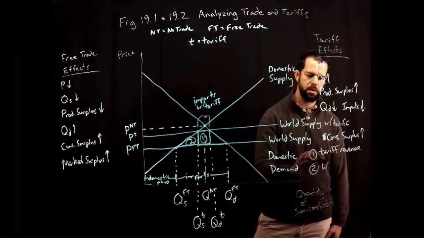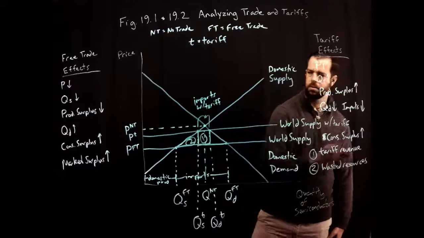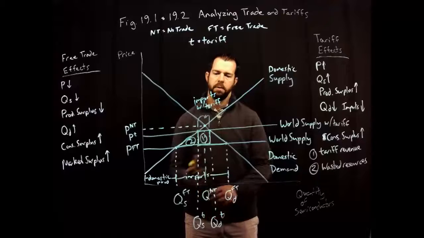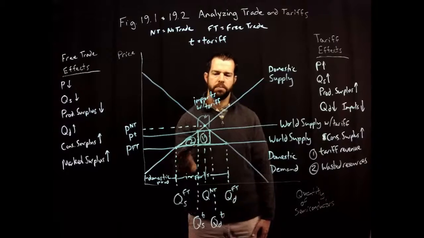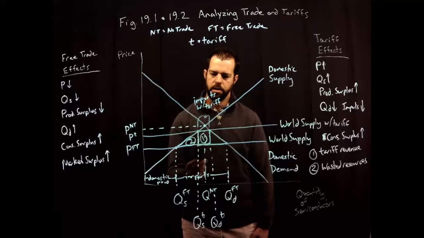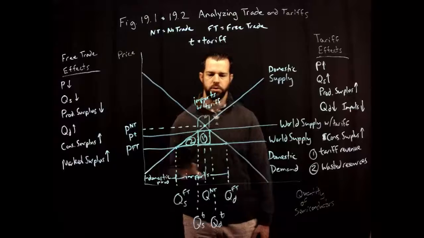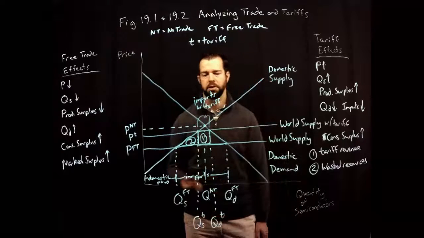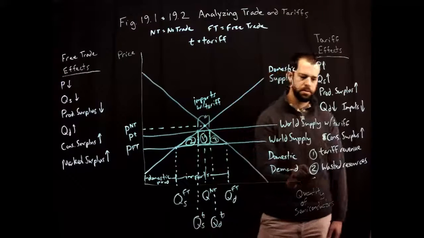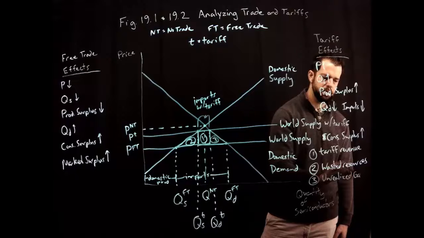And this is what we call wasted resources. And those wasted resources are represented by the fact that the world, foreign producers, could have produced these units between here and here at a lower cost than the domestic suppliers. And so we have effectively wasted resources that could have gone to produce something else within this country. Okay. The third effect, unrealized gains from trade.